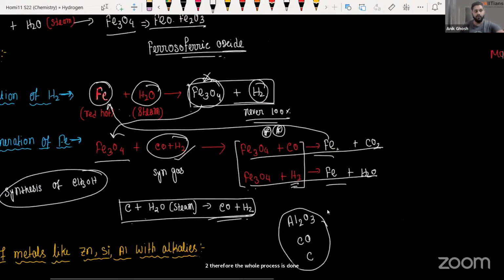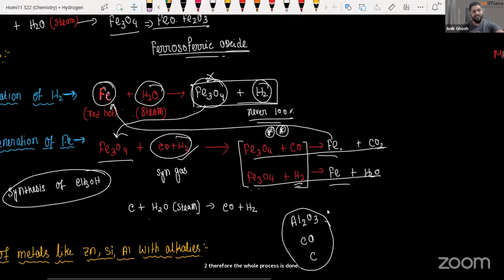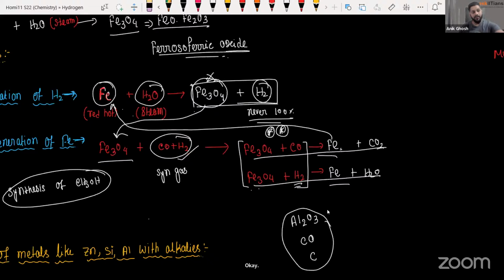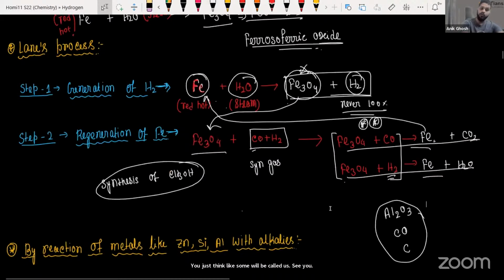No, no, you got me wrong here. This H2 is not the pure H2 that we need. It is in the form of syngas, which cannot be separated. You forget about this mechanism. You just think that somehow we got this CO and H2. Those who are interested to know how we get it, for that I have shown you that.